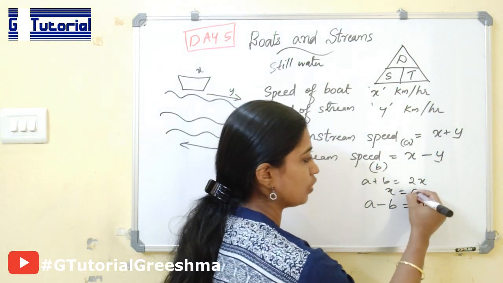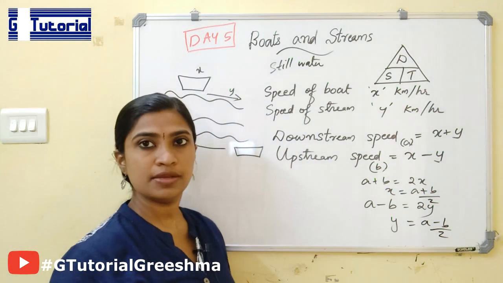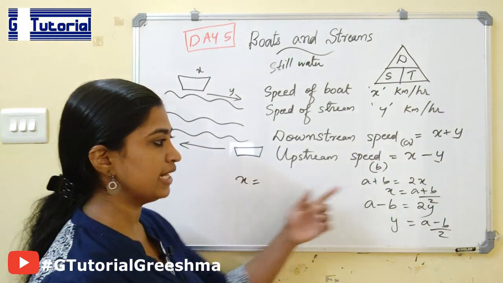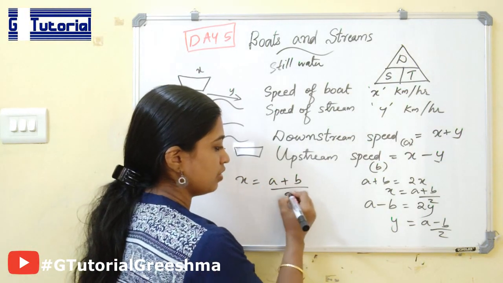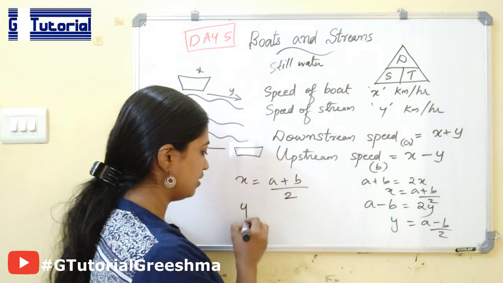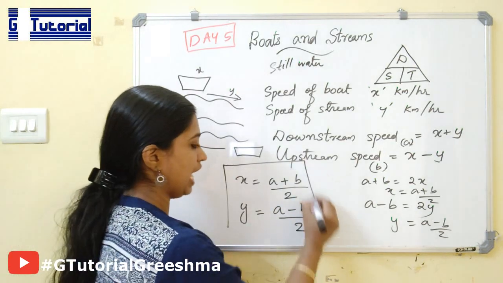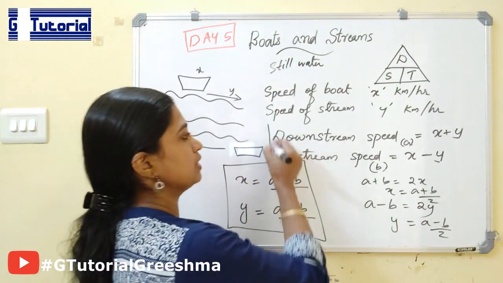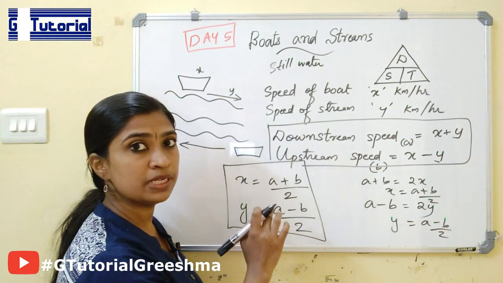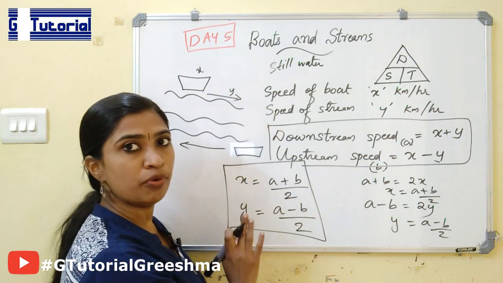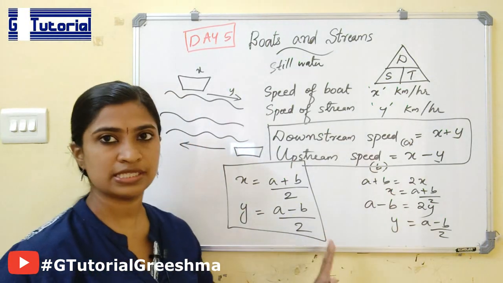From this we can get x is equal to (a plus b) by 2 and y is equal to (a minus b) by 2. That is, if the upstream speed and downstream speed are given, then the speed of the boat will be the sum of those speeds by 2, a plus b by 2, and the speed of the stream will be a minus b by 2. These are the things you have to keep in mind. One is upstream speed and downstream speed, and the other concept is if upstream speed and downstream speed are given, then how can we calculate the speed of the boat and the speed of the stream? Now we can move on to the model type of problem. Model type is based on these two things.